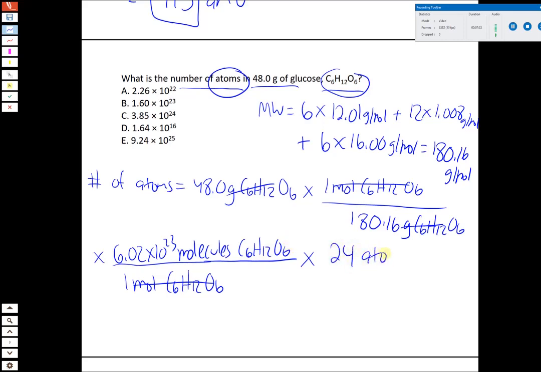All right, so this is the step, this last one here, that many of us left off. Now you could have also done these steps in a different order. We could have said that there were 24 moles of atoms in 1 mole and then used Avogadro's number last, but same numbers either order we do it in. All right, so we're going to make sure that we account for the fact that we're looking for the total number of atoms here, so we have to multiply by 24 because there's 24 atoms in 1 molecule of this.